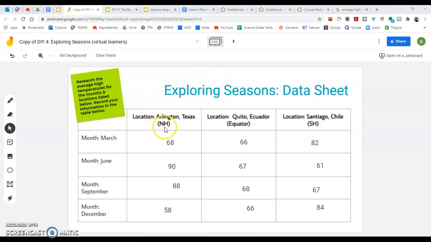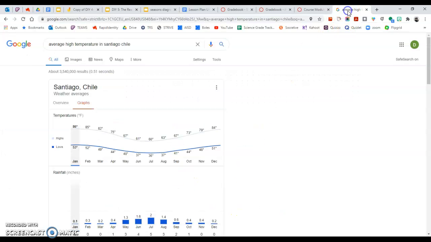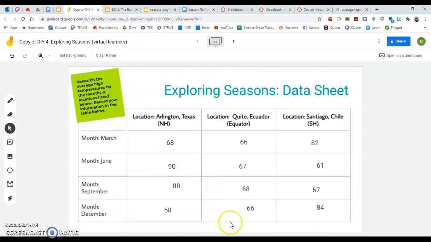We were looking at Arlington as our city in the northern hemisphere, Quito, Ecuador as our city on the equator, and Santiago, Chile as our city in the southern hemisphere. We were looking at the average high temperatures for each of the 4 seasons: March, June, September, and December. To get these temperatures, all I did was open a Google tab and search average high temperatures in each of the cities. Then I transferred the information into my data table.